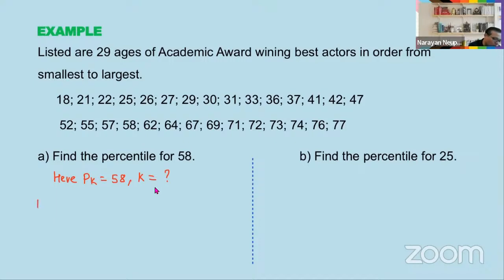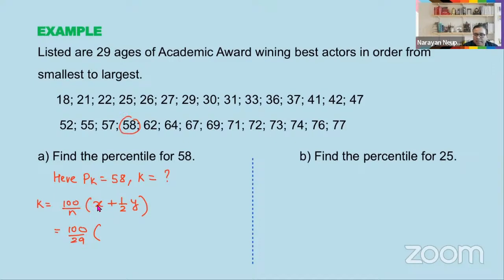What was that? K equal to, one more time, 100 over n, times x plus half y. N is the total number of observations or sample size. In this case, it is 29. So 100 divided by 29. Now, we have to look at where this 58 is in the data set. So you can see that 58 is right here.